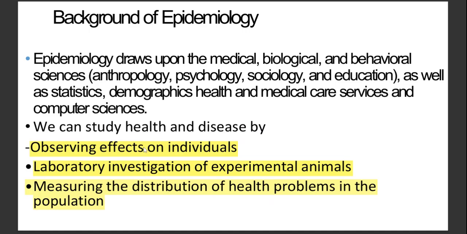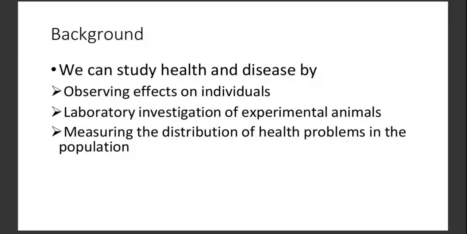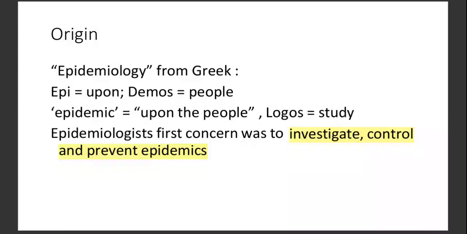So we can study health and disease by observing the effect on individuals, laboratory investigations of experimental animals, and measuring the distribution of health problems in the population. The distribution, okay, where is this problem more? This problem is more in the south, it is more in the north, and such. So we can study health and disease by observing individuals, laboratory investigations, and measuring the distribution of the disease.